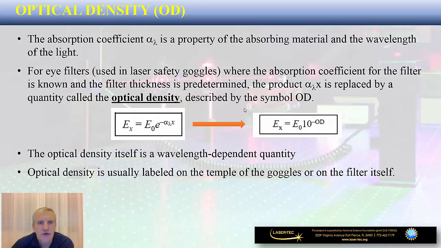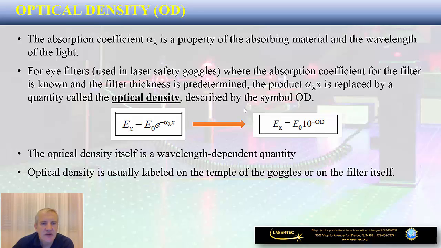Once more, the absorption coefficient alpha is a property of the absorbing material, and it is also a function of the wavelength of the light. That's why we have this small lambda in the subscript of this coefficient. In other words, the absorption coefficient is going to change for a specific material based on the wavelength of the light that's passing through that type of material.